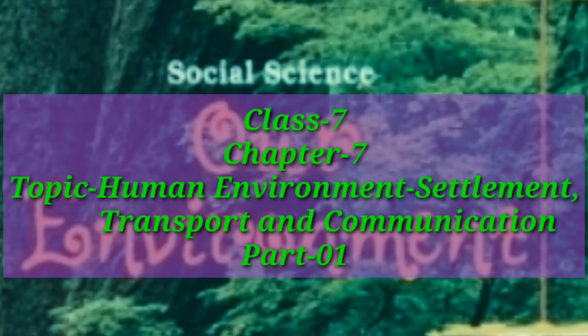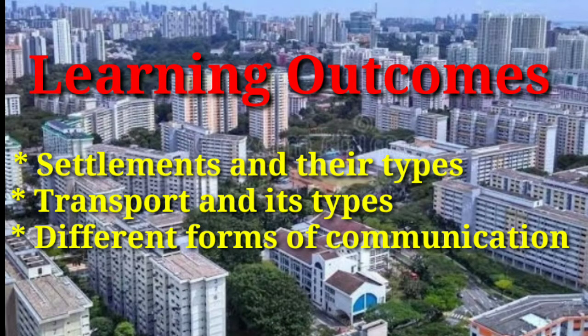Hello students, welcome back to another chapter of Geography, Chapter 7, Human Environment, Settlement, Transport and Communication. In this chapter, we will read about settlements and their types, transport and its types, and different forms of communication. The topic we're taking up today is settlements and their types.